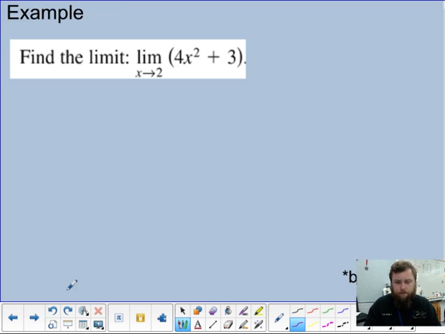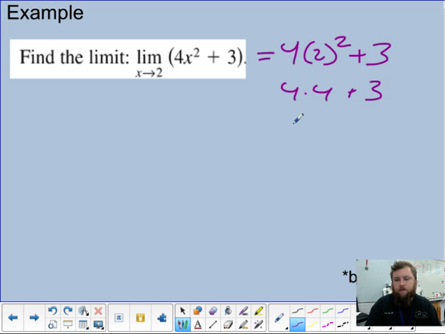So let's do some examples of that. So if I wanted to find the limit of 4x squared plus 3 as x approaches 2, okay, I can just plug in 2. And it becomes 4 times 2 squared plus 3, which is going to be 4 times 4 plus 3, which is 16 plus 3, which is 19.